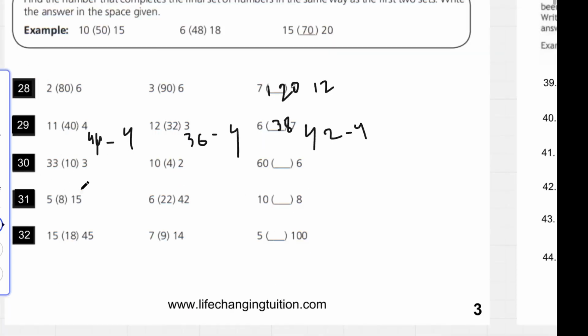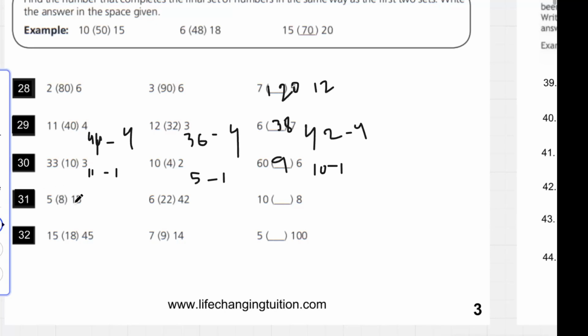Question 30, we get 33. We're going to do 33 divided by 3 minus 1, because you get 11 minus 1, which gives you 10. We do 10 divided by 2, which gives you 5, minus 1 gives you 4. 60 divided by 6 gives you 10, minus 1 gives you 9.